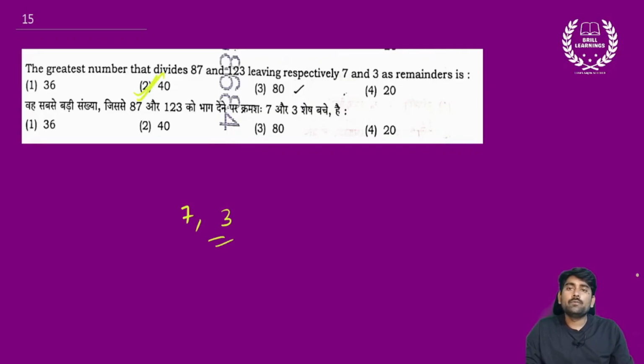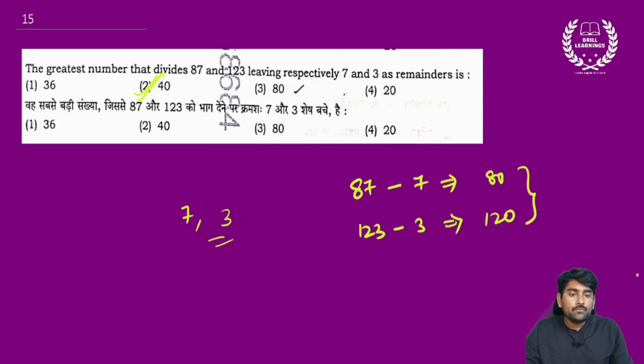However, we will go with the traditional approach. First, what is the remainder? So remove that remainder here. In the first case, 7 is the remainder. That is why I am deducting that 7, left with 80. Now second case, 3 is our remainder. So deduct that 3 as well. So we are left with 120. And find the HCF for these two values. That is our answer, highest common factor.